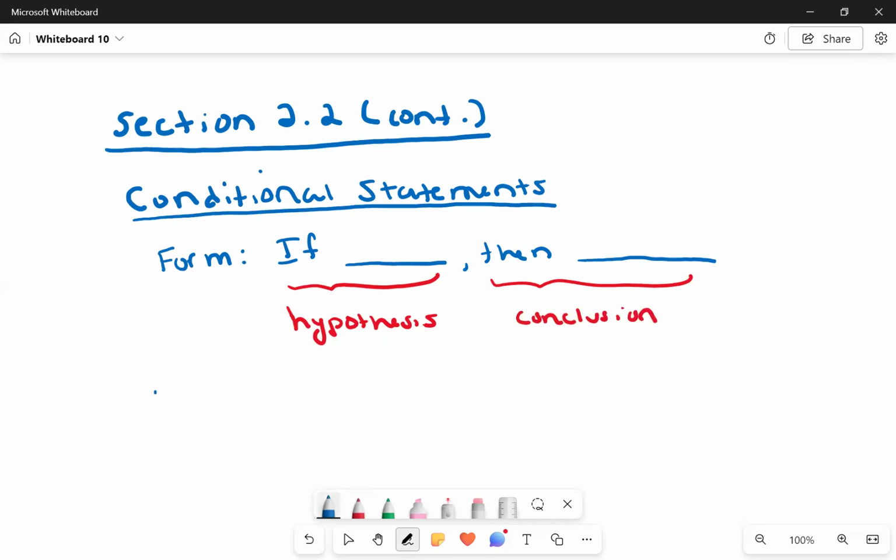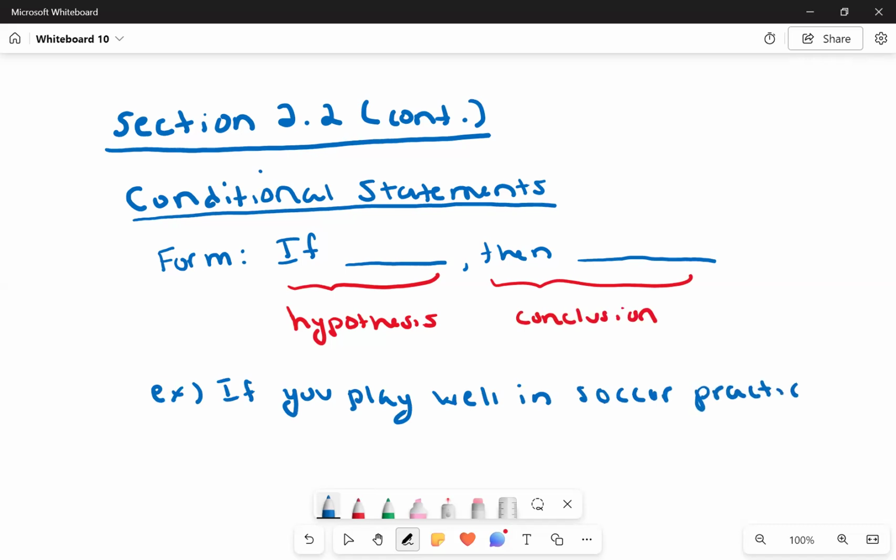So an example: if you play well in soccer practice, then you will start in the game. Having trouble running those words together, sorry. In the game. Okay, so that's an if-then statement.